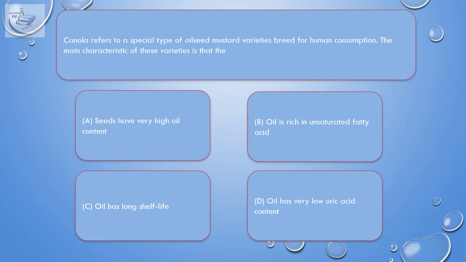Question: canola refers to a special type of oilseed mustard varieties bred for human consumption. The main characteristic of these varieties is that they A. Seeds have very high oil content. B. Oil is rich in unsaturated fatty acid. C. Oil has long shelf life. D. Oil has very low erucic acid content.